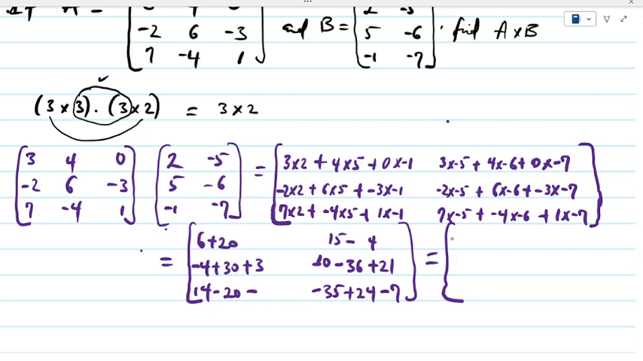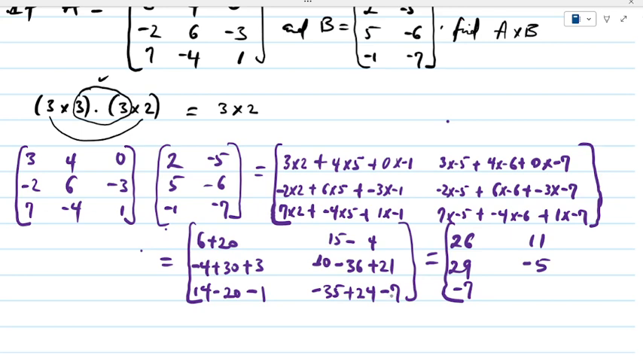I have 6 plus 20, 26. 15 minus 4, 11. That is minus 4 plus 30 plus 3, that is 29. 10 minus 36, that is minus 26. Minus 15 minus 24 makes minus 39. And then 14 minus 20 is minus 6. Minus 6 minus 1, that is minus 7.